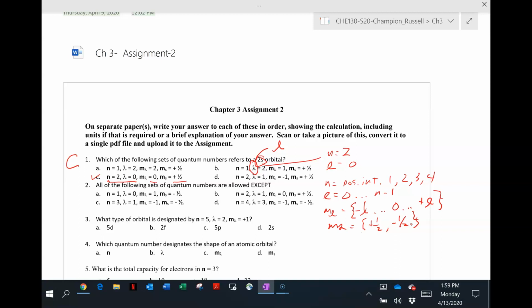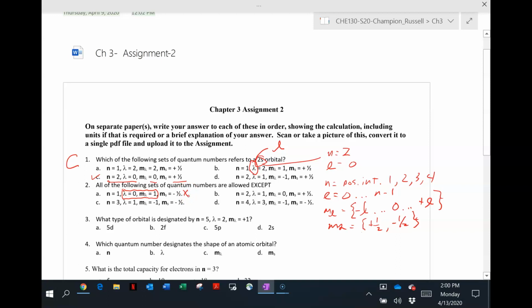But what we see here is, in each case, n is 1, L is 0, that's okay. N is 3, L is 1, that's a 3p. It's okay. N is 2, L is 1, that would be a 2p. N is 4, L is 3, that would be a 4f. Those are all okay. So if we start looking at the m sub L values, we quickly see a problem. If L is 0 here, m sub L cannot be anything except 0. So that looks like that one is our wrong answer.